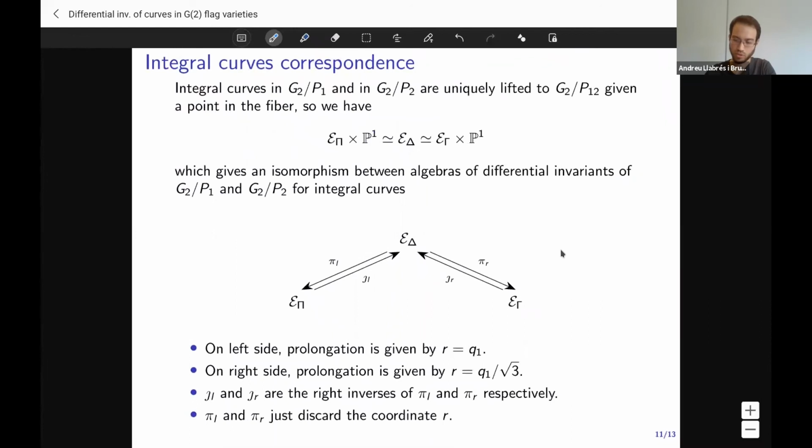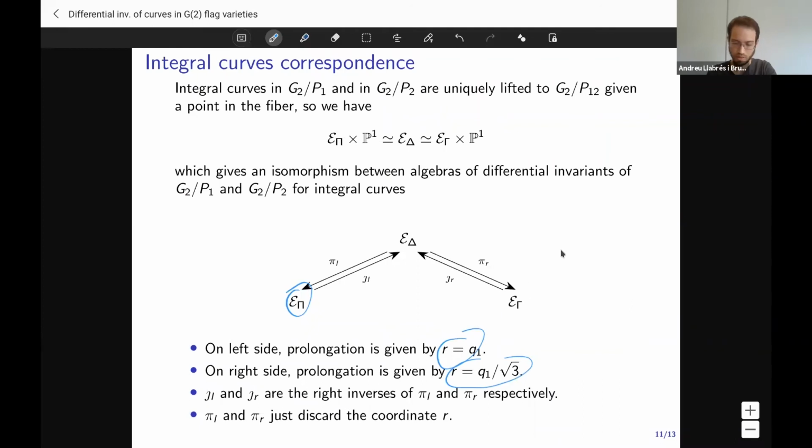And this twistor correspondence gives us also correspondence between differential invariants of integral curves. We just need to specify a point in the fiber for the lift. We have our algebra of differential invariants in here in G2 mod P1. And then we have an extra coordinate in M hat, restricted to delta. So we have to specify this coordinate, and it is given by R equal to Q1. And similarly for the other side, we specify the coordinate.